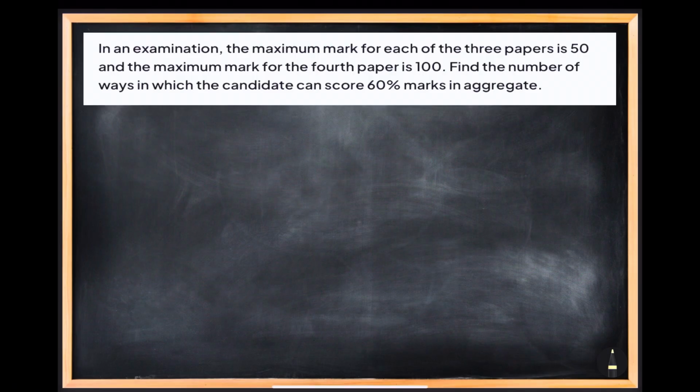Okay, we got this situation. In an examination, the maximum marks for each of the three papers is 50. Okay, so maximum is 50, minimum would be 0. The maximum marks for the fourth paper is 100. Okay, so maximum marks for fourth paper is 100, minimum is 0. Find the number of ways a candidate can score 60% marks in aggregate.